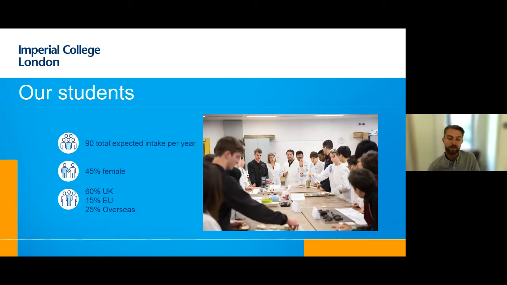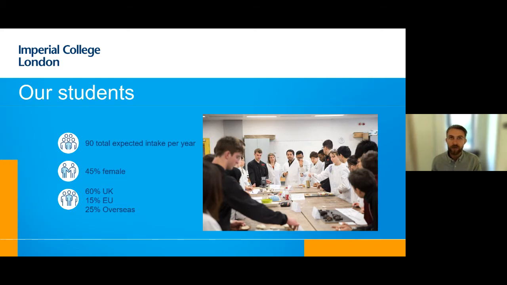Interestingly, about 45% of those students are female. Now, a comparable engineering department, for example, mechanical engineering, which is just across the road, still only has about 15% female students. We don't know necessarily why we've got such high numbers of female students, but we're absolutely delighted and want to keep encouraging this trend. About 60% of our students are from the UK, 15% from the EU, and 25% from the rest of the world.